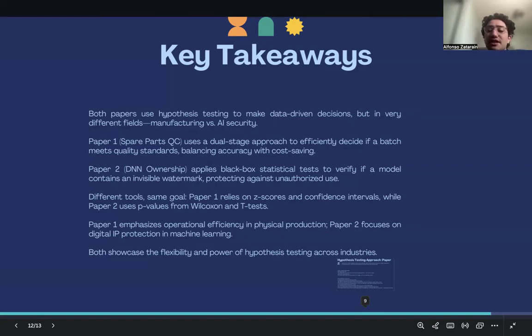Hypothesis testing is not just academic, it's a real world tool for improving quality, saving costs, and protecting innovation. This, as you can tell, is not a life, well, not here, but it can be a life or death situation. For example, what do I mean by that? Hypothesis testing is used a lot in medicine, engineering, and manufacturing. What do I mean by life or death?